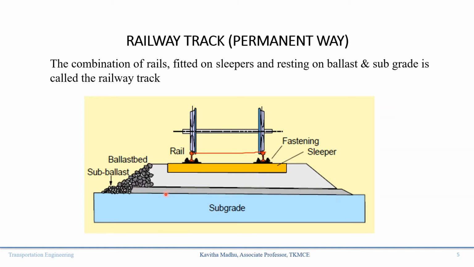And then comes the ballast layer. This is the ballast layer. So the wheel load coming over the sleeper is transferred to a larger area by the ballast, and at the same time it is providing drainage for the railway track.